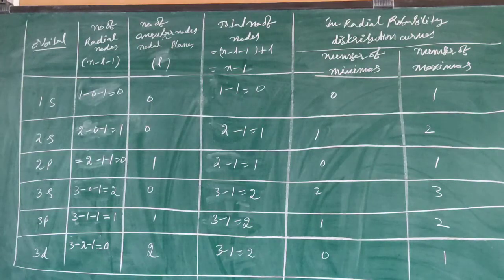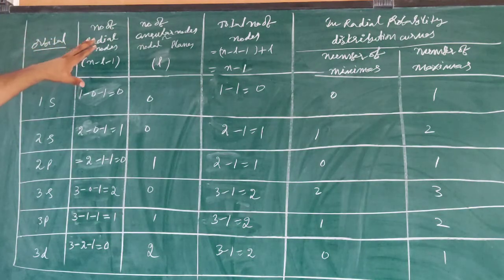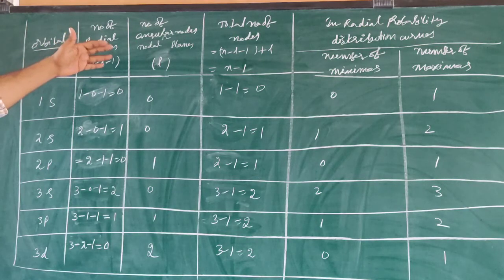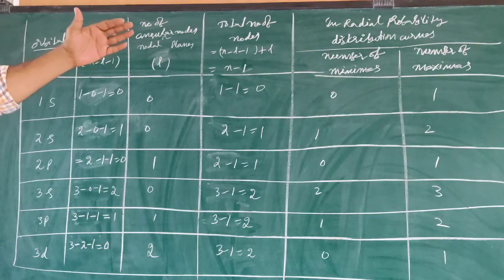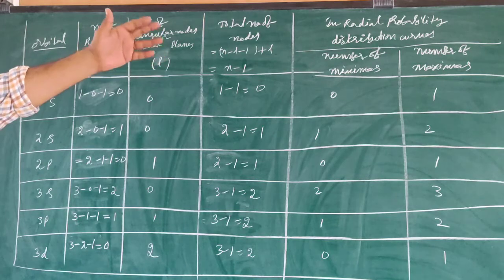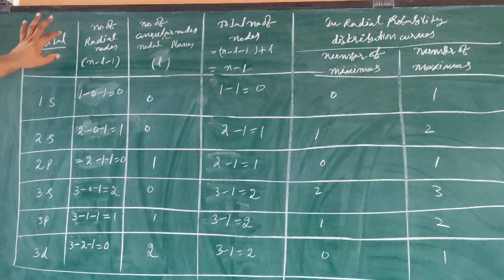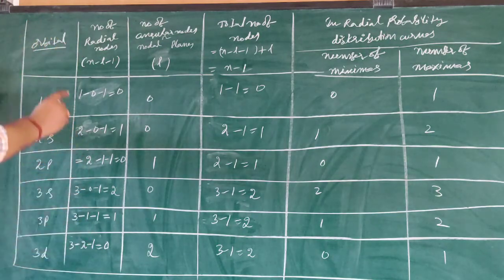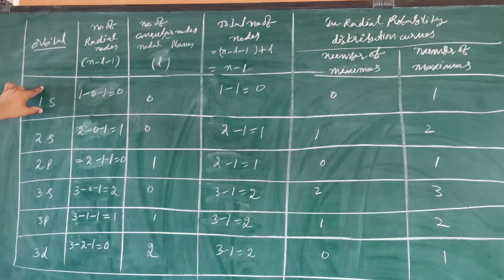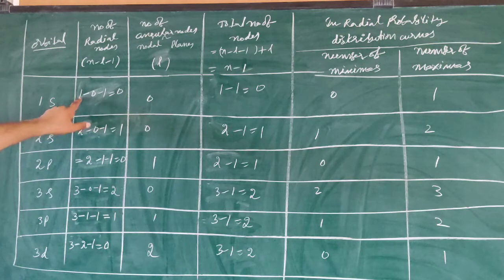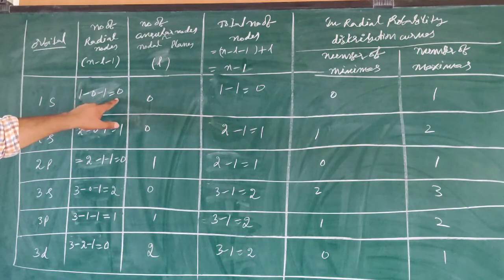Next one, in this table, we are discussing the number of radial nodes, number of angular nodes or nodal planes, and total number of nodes, with respect to number of minimas and maximas in the radial probability distribution curve. So number of radial nodes is equal to n minus l minus 1, that is the formula. If we consider 1s orbital, n is equal to 1. Okay, l value is 0 for s orbital. So total number of radial nodes is equal to 0.